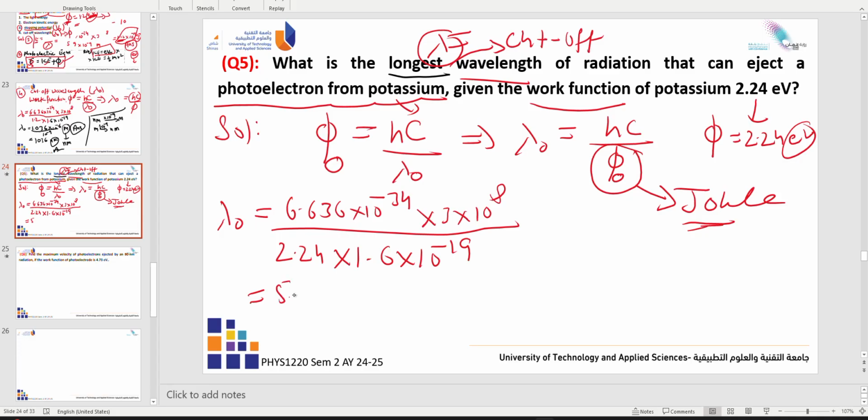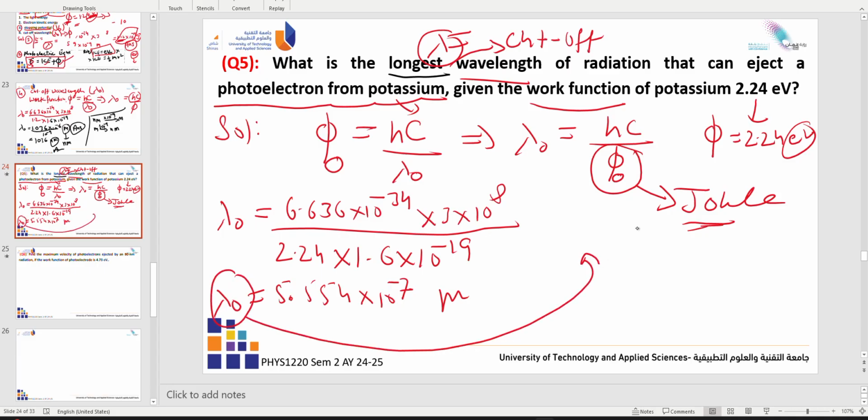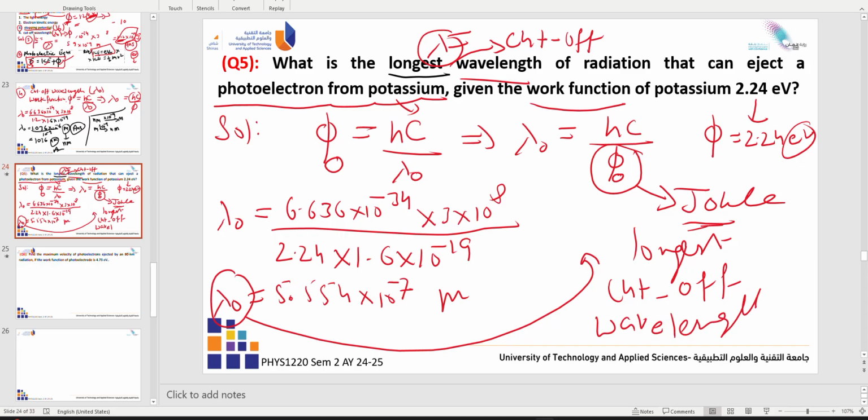So this will be 5.554 multiplied by 10 to the power minus 7 meter. This is the longest wavelength. Actually this is a cutoff wavelength, the value of the longest cutoff wavelength for potassium. This is your answer.